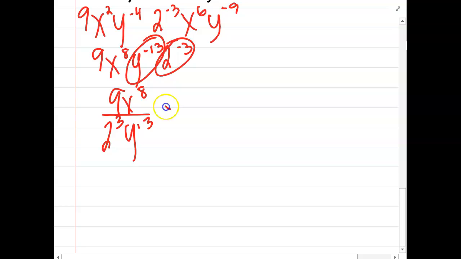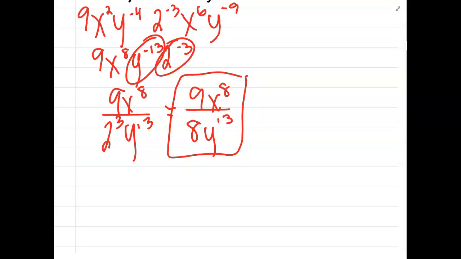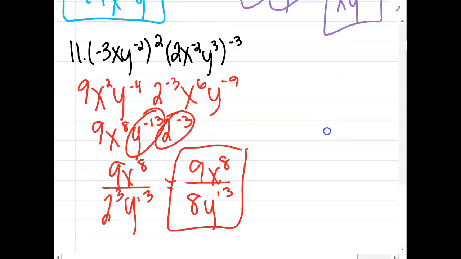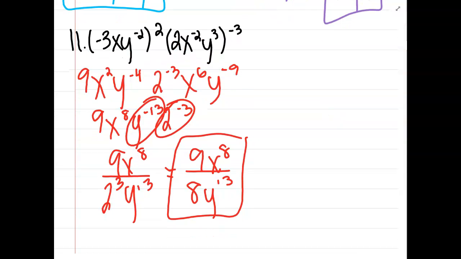Okay, and then the very last step, we wouldn't want to leave it as 2 to the 3rd power. 2 times 2 times 2 would give me 8. So your answer would be 9x to the 8th over 8y to the 13th. I've said it once, and I'll say it again. I promise you, the more work you show, the better you will do with these. Okay? Let's do one more like that. Number 12.